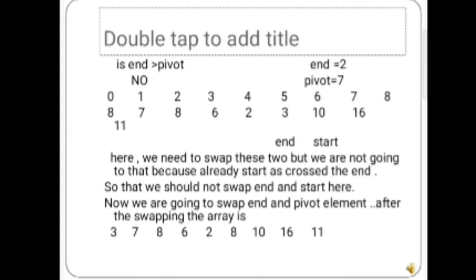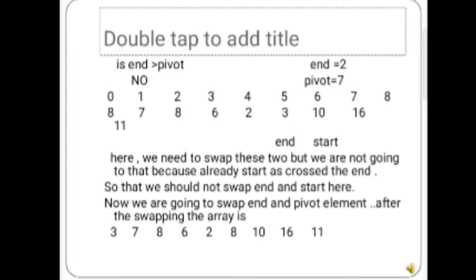Here the next case is end is greater than pivot. End is 2 here and pivot is 8. So the condition is false. Here end is at the index number 5 and start is at the index number 6. So end is 3 and start is 6.